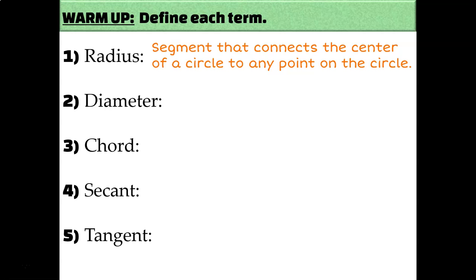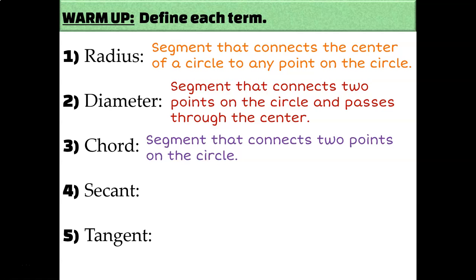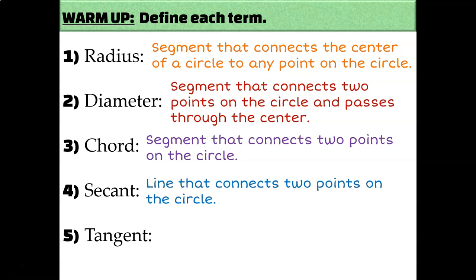A radius is the distance between a point on the circle and the center of the circle. Whereas a diameter is the distance across a circle, so it's a segment that connects 2 points on the circle and it has to pass through the center of the circle. As opposed to a chord, which is a segment that just connects any 2 points on a circle but doesn't have to pass through the center. A secant is just like a chord, except it's a line instead of just a segment. So it connects 2 points on the circle and extends infinitely outside of the circle.